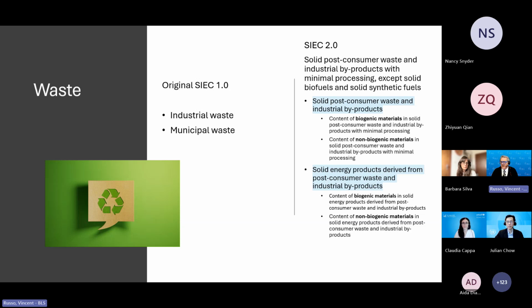And then a second category for energy products that are derived from waste and byproducts. So it's a different orientation of the waste category, oriented more closely around the energy characteristics. And within these two categories, we have broken out biogenic and non-biogenic material. So this gets at the renewable, non-renewable concept a little bit. It's a very different orientation for the treatment of waste within the SEAC.